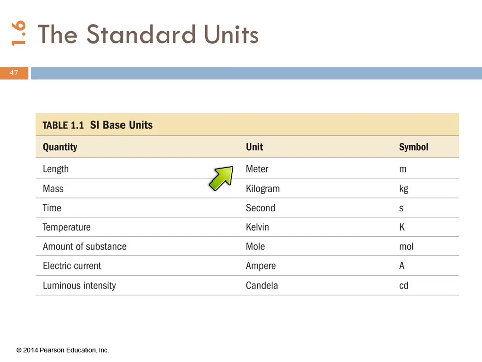Length, the main unit is meter, mass, kilogram. For chemistry, we use the gram more often. It's just a cousin of the kilogram. Time is in seconds. Hey, that's the same, right? Temperature is measured in kelvins. In chemistry, we also use Celsius a lot. Amount of substance is a mole. That's a very good chemical unit. And then electric current and luminous intensity, we don't deal with those in Chem 1A, so we'll ignore them.